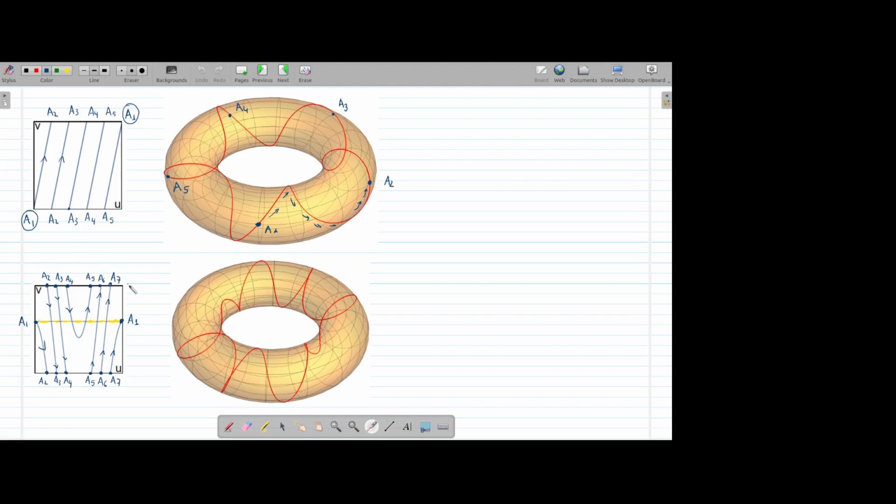Now, this is another more complicated example. We start from the point A1, let's say it is here. Then we move along this curve, and we reach the point A2. This point A2 has nothing special in its position on the torus, but on this rectangle here, I have to identify it with this point here.